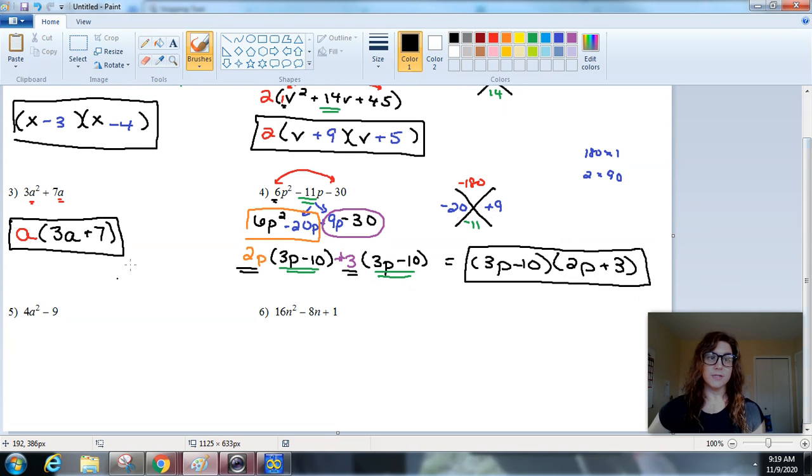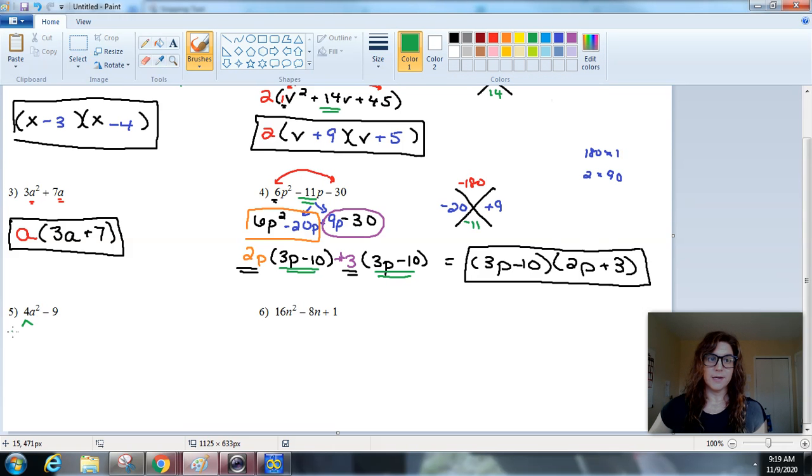Okay, and our last two questions, 4a squared minus 9. Again, like number 3, I said the only way to factor a binomial, two terms, is if there's a GCF, which there's not. 4 and 9 have nothing in common, and they both don't share a letter. Or are they perfect squares? And in this case, they are.